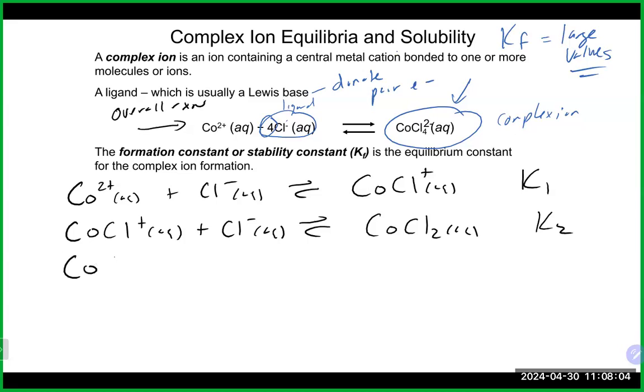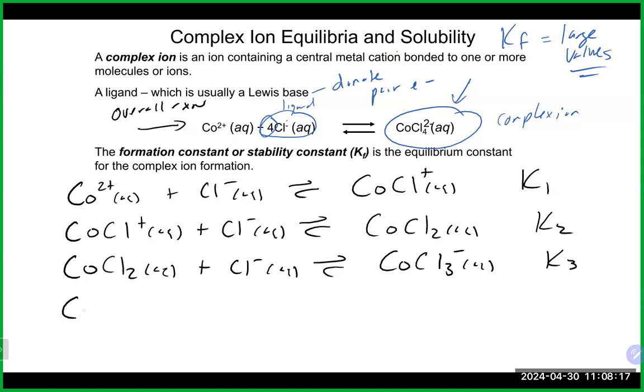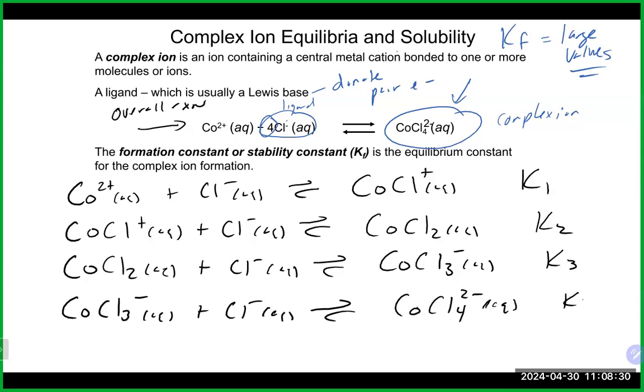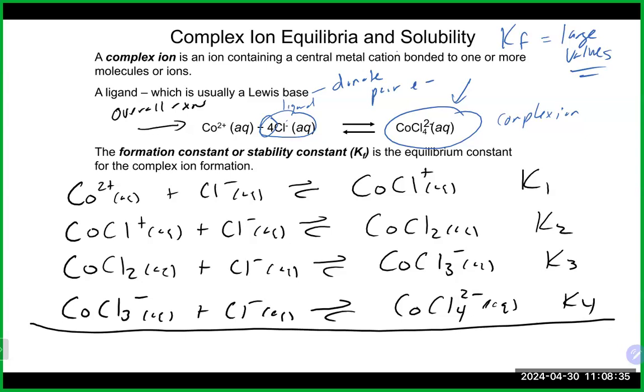And the next thing that will happen is this guy here will pick up another chloride, and we'll get CoCl3-. And lastly, our CoCl3- will pick up another chloride and we'll get CoCl4 2-, and that would be K4 in this case. This is the stepwise equilibrium that occurs, and each of the steps as that ligand comes on is an equilibrium step.